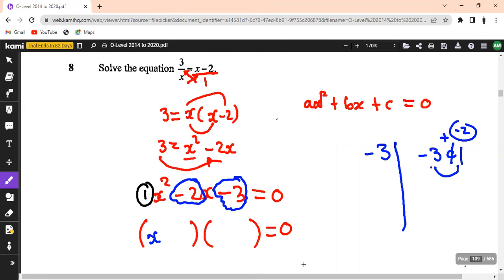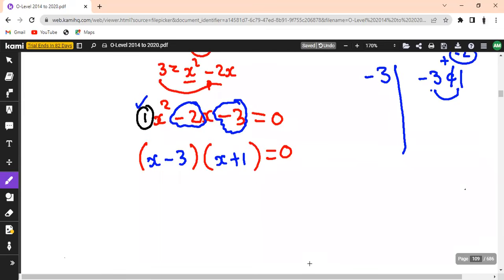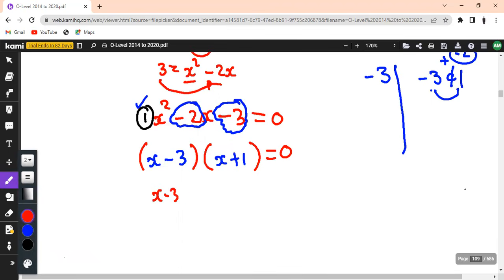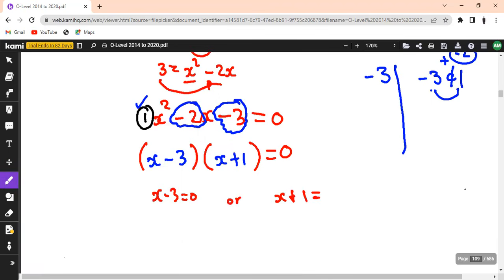So these are the factors that you're going to have here: x minus 3, x plus 1. This is what you do whenever the coefficient of x squared is 1. You just put direct factorization like that. All right, so either one of these brackets must be equal to 0 or the other bracket must be equal to 0. This x minus 3 must be equal to 0, or x plus 1 must be equal to 0. That is what it means at this stage. Either one of these must be equal to 0.